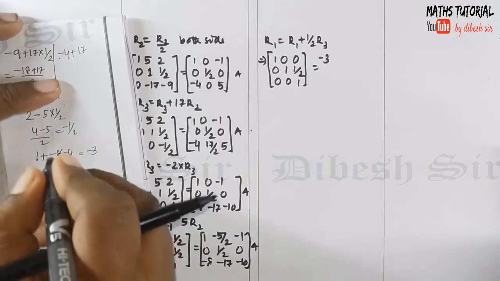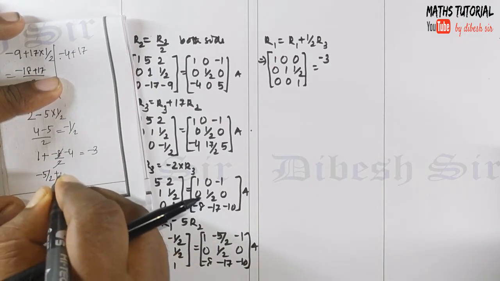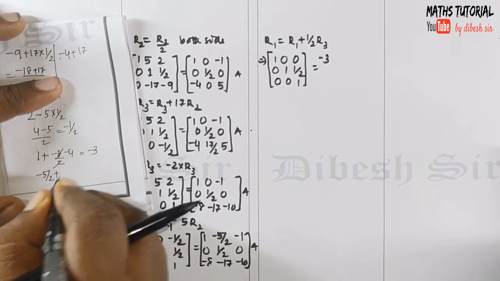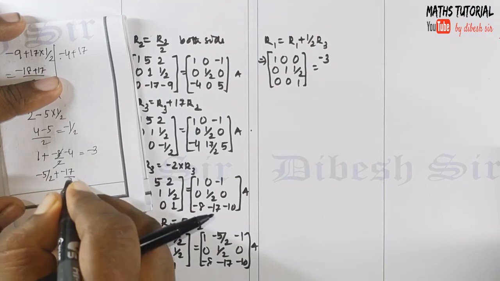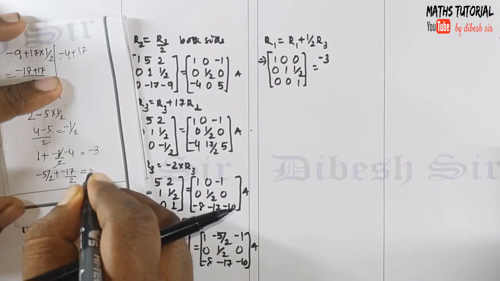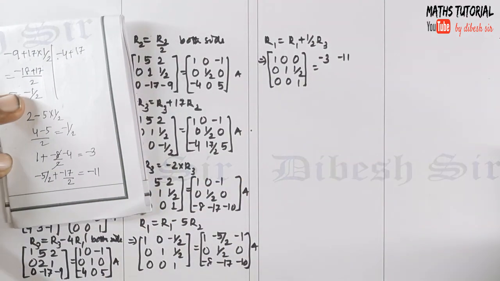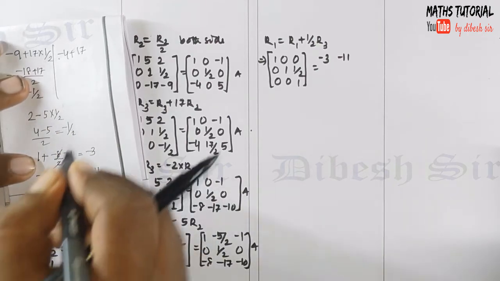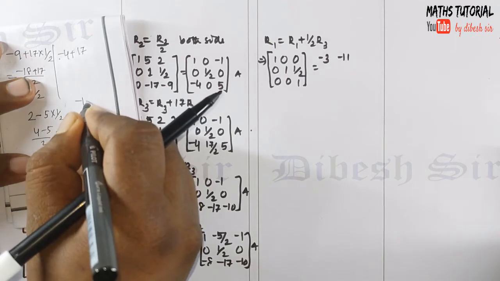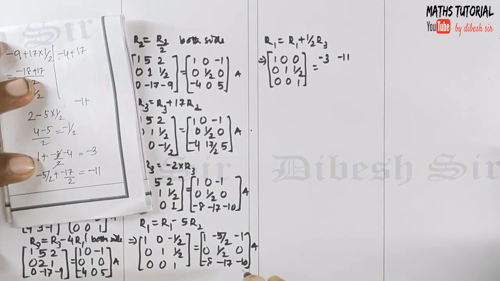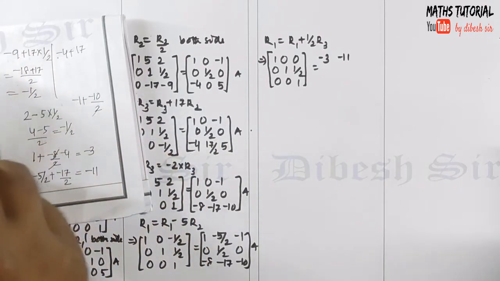Next, R1, that is minus 5 by 2 plus half times R3, half times R3, then you'll get minus 17 by 2. So minus 5 minus 17, that is minus 22 by 2, minus 11. So you'll get minus 11. Then R1 means minus 1, half times R3, minus 10 by 2, that is minus 5. You will get minus 6.